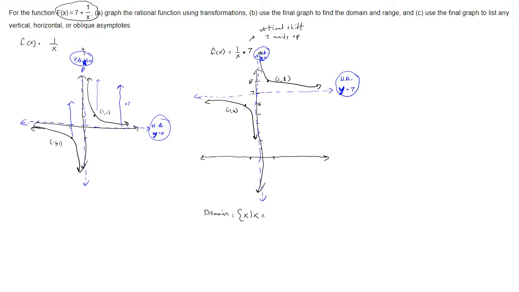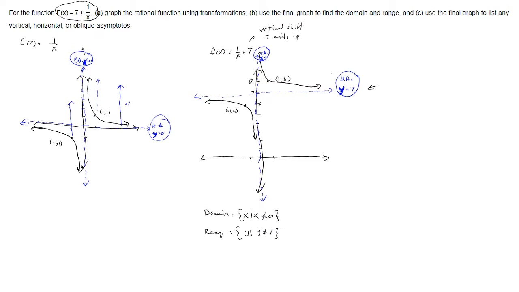Okay, so the domain is the set of all x values except 0. The range is the set of all y values except this y value here. y is equal to 7. That cannot be part of our range.